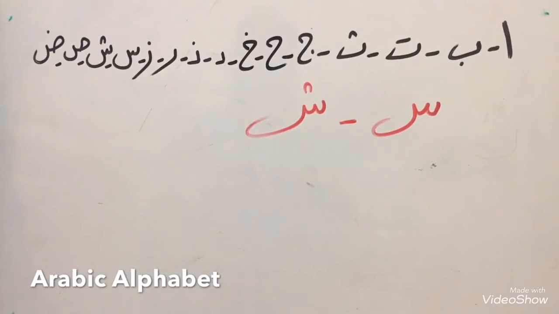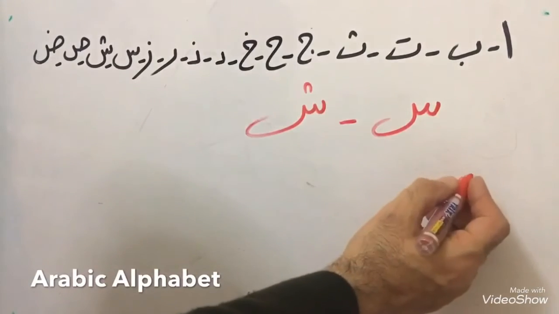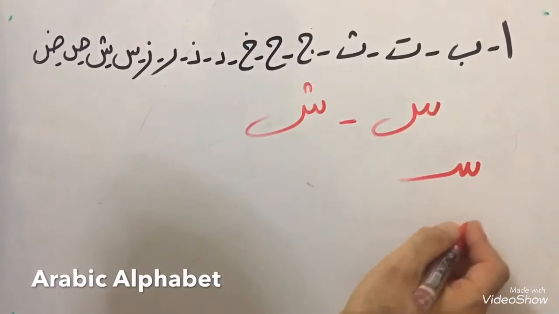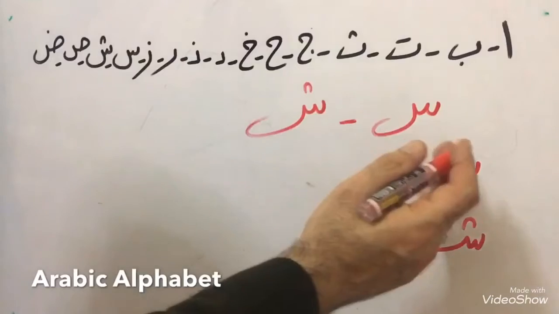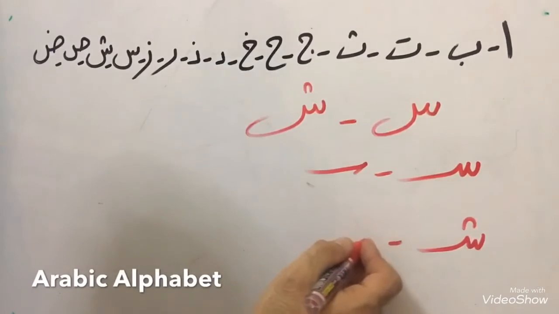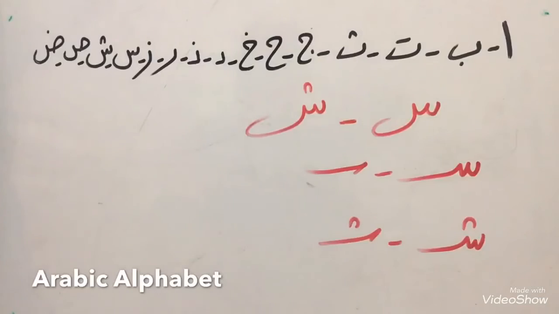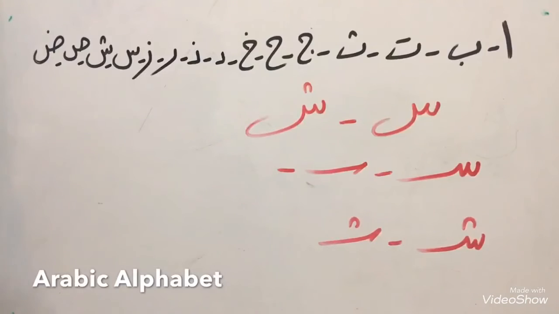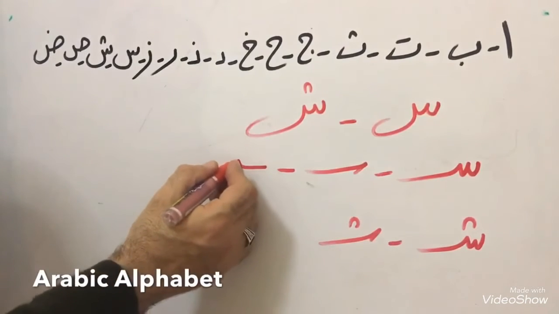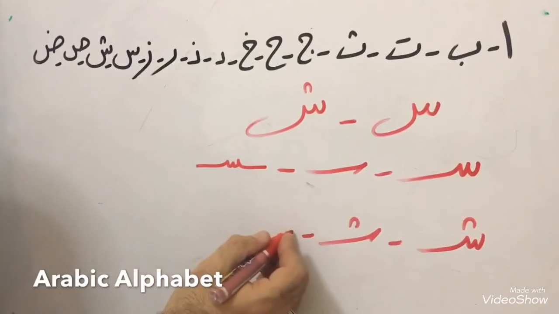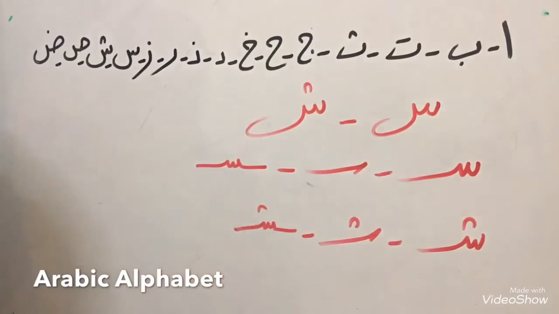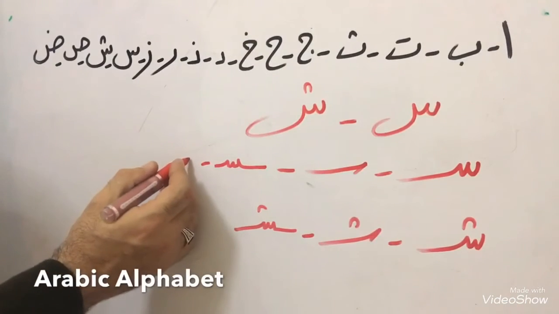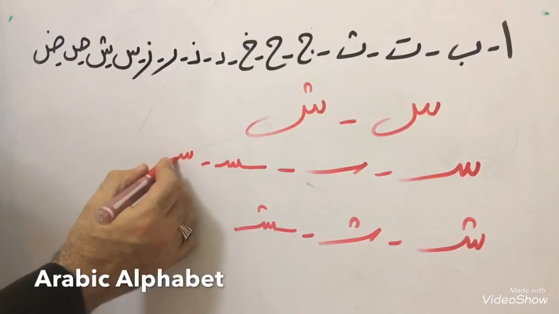So at the beginning of the word, we can start with them like this, 3 edges. Or we can write them like this. This is at the beginning of the word. In the middle of the word, if the letter before can be joined, they are like this. If the letter can't be joined, like this.